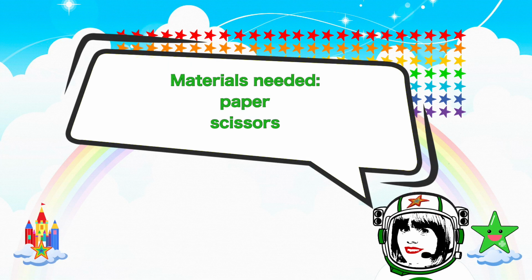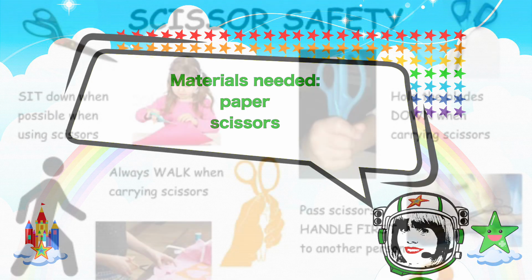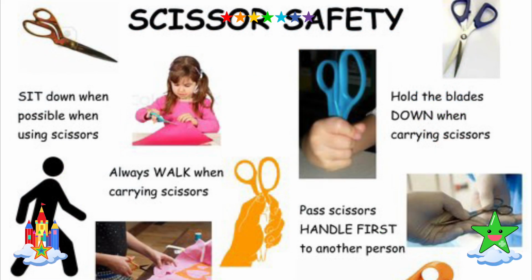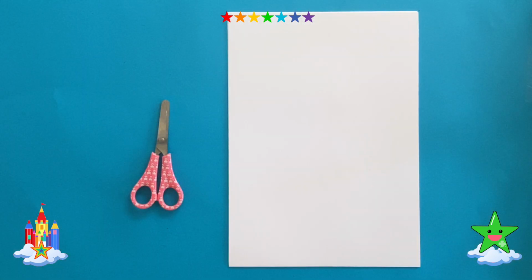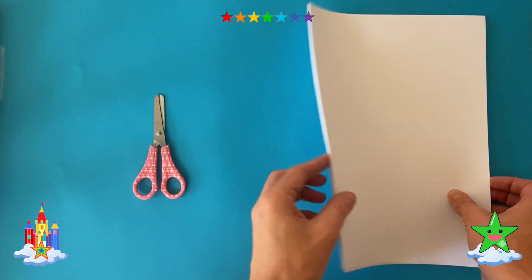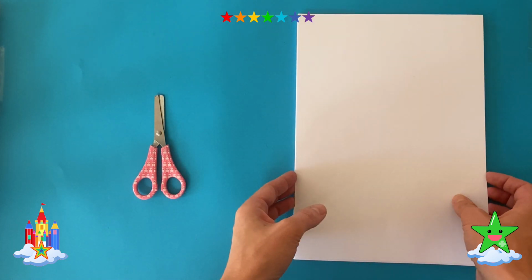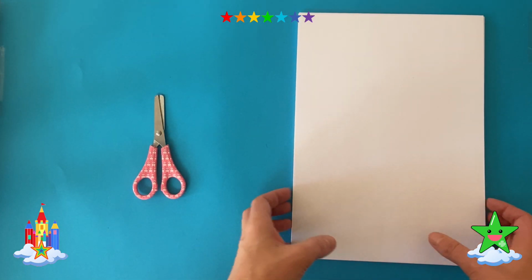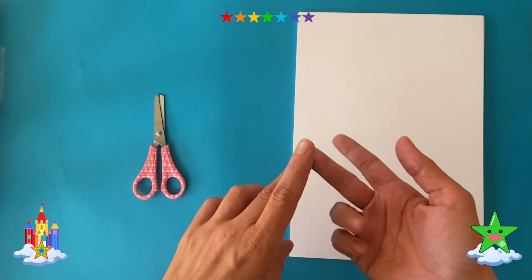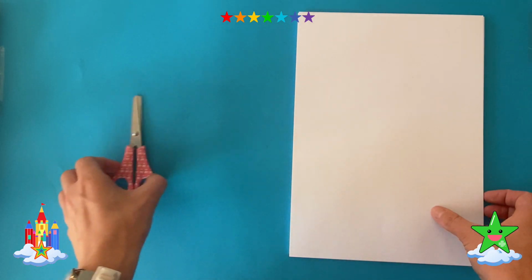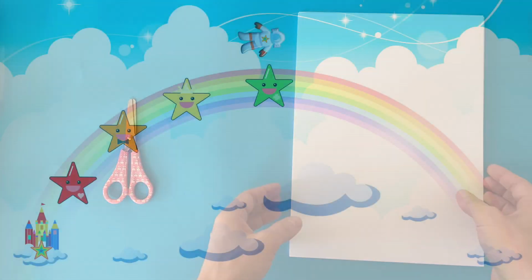The materials we need for this lesson are paper and scissors. I'm using printer paper, A4 white printer paper. If you've coloured paper, you can use that. You can also use newspapers, magazines, or any sort of scrap paper that you have lying about.